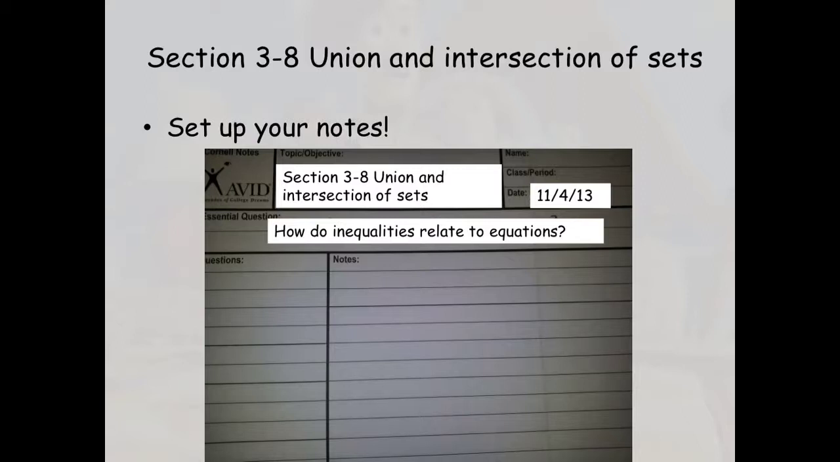Now, take a second to set up your notes. Today is the 4th, but you may write whatever date you actually take these notes on. We're still talking about inequalities and equations, but today we're going to talk about the union and intersections of sets.